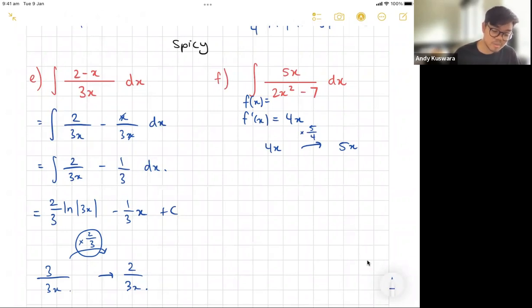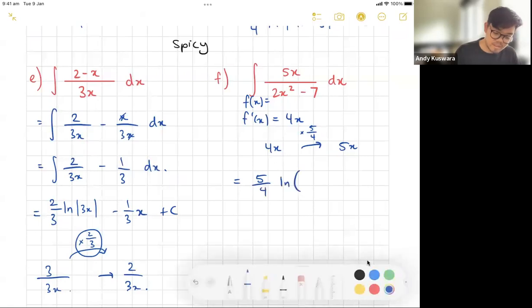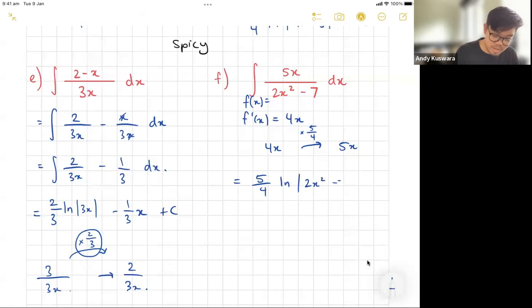I need to multiply it by 5 on 4. So this is going to be 5 on 4 ln, again with the absolute value, of my original 2x squared minus 7, plus c. Now, the reason that those ones are spicy is because you have to find out how to make the derivative look like your numerator. Hopefully that's making a little bit of sense, but if you need to, pause it again, go back.